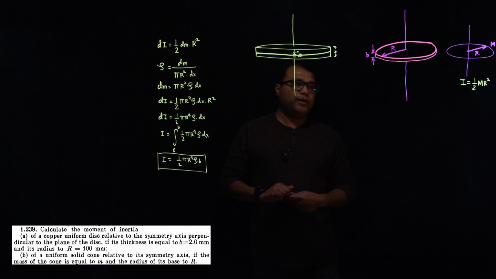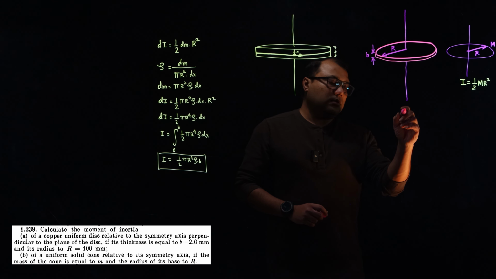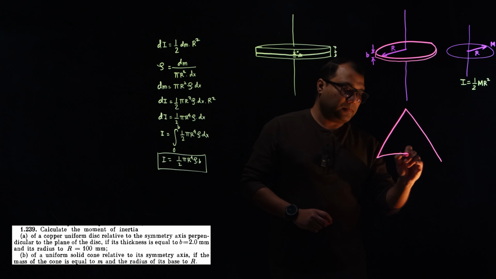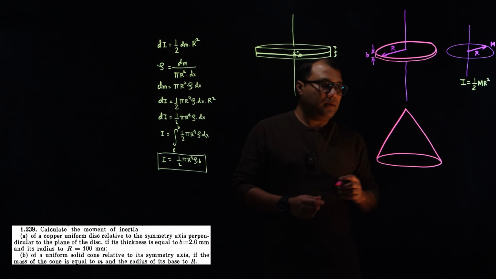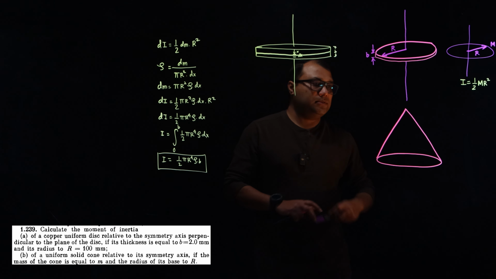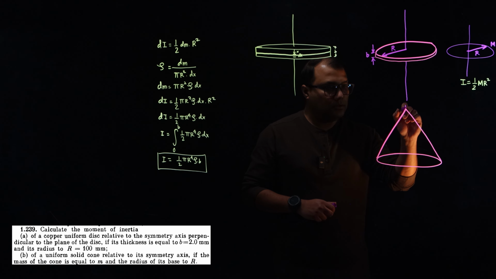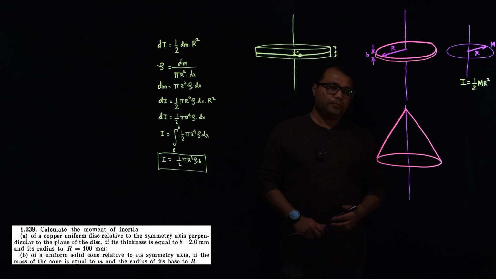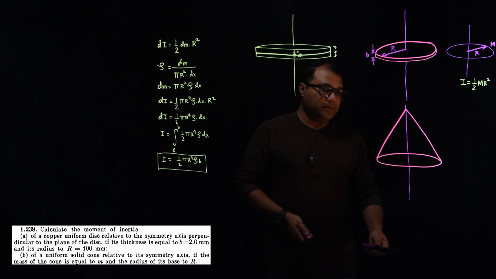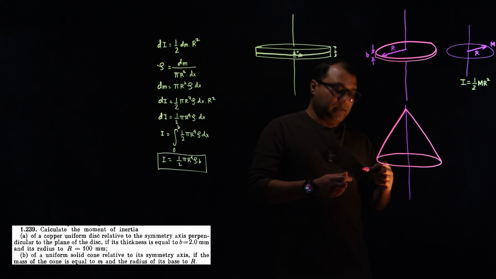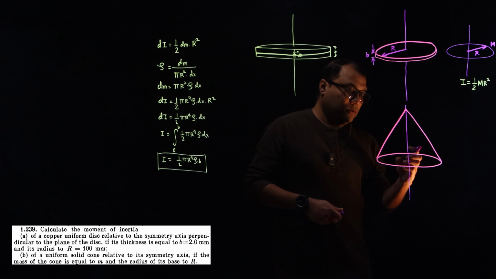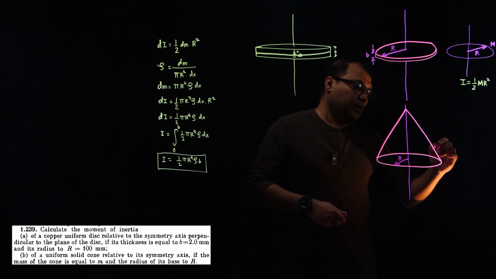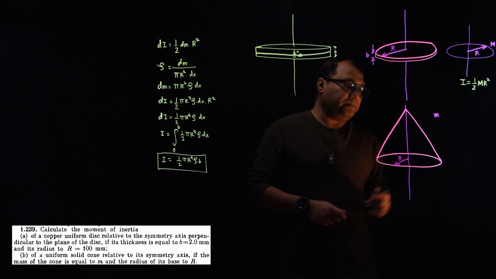Next, we have to find the moment of inertia of a solid cone about this axis passing through the symmetry point. All right, how do we do this one? So this cone's radius is r, and the mass is given as m.